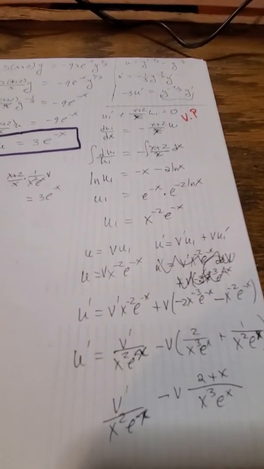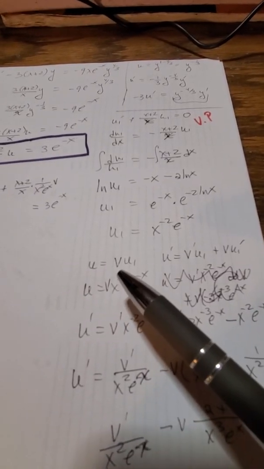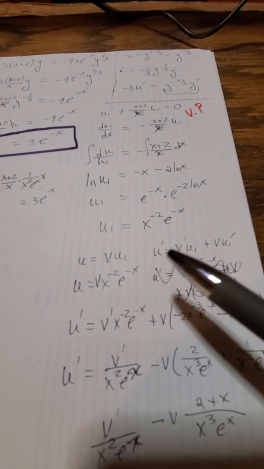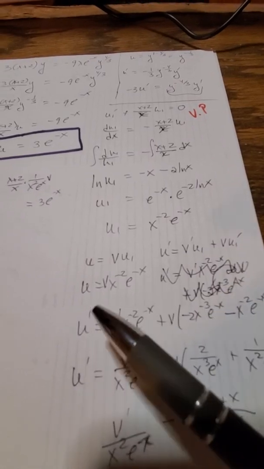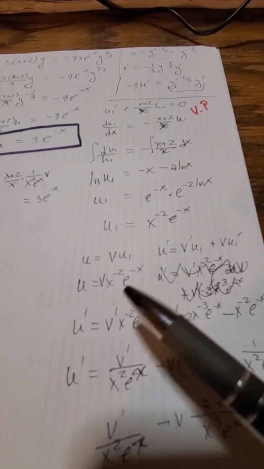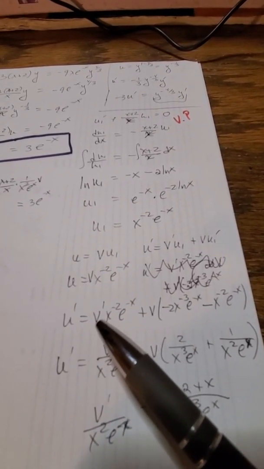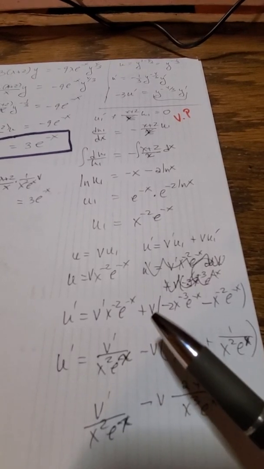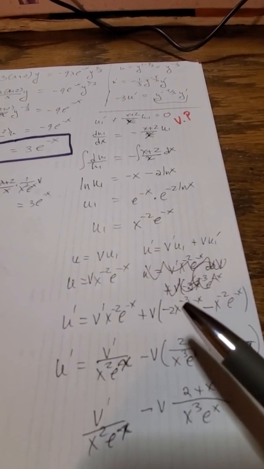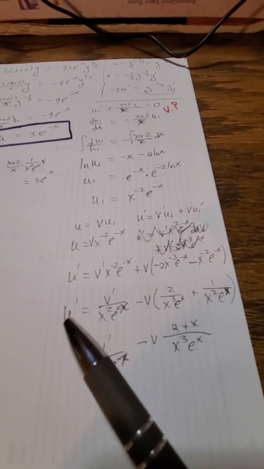So now what we want to do is say that u, the solution to this differential equation, is equal to v, which we want to find, times u1. And u prime is going to be v prime u1 plus v u1 prime. Now we know that u is equal to v times u1, but u1 is x to the negative 2 e to the negative x. So u is this, and u prime is, well, it's a little messy. It's going to be v prime x to the negative 2 e to the negative x plus v times this derivative, which needs a product rule here: negative 2 x to the negative 3 e to the negative x minus x to the negative 2 e to the negative x.